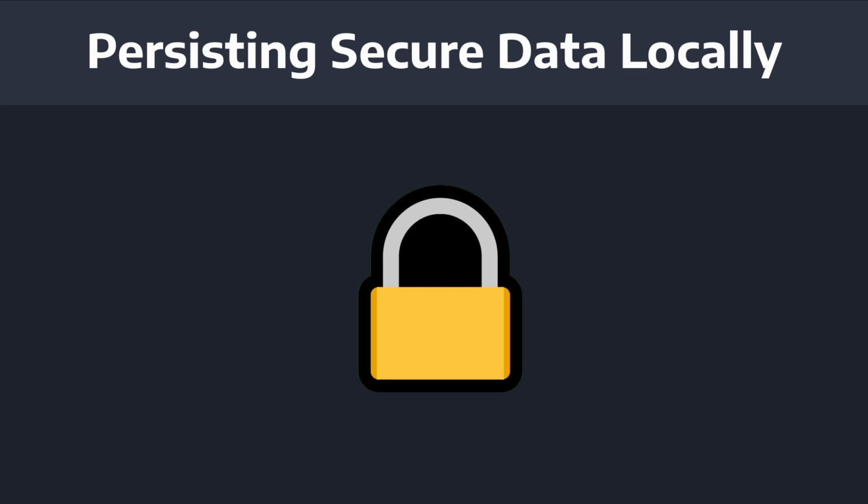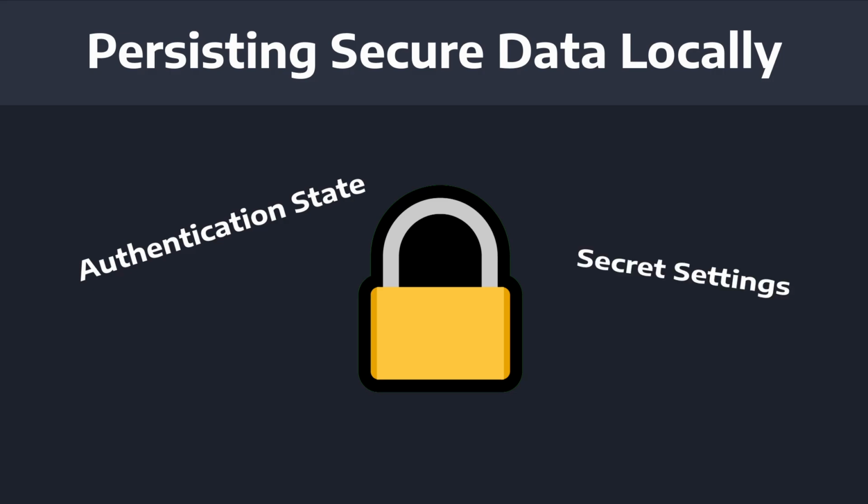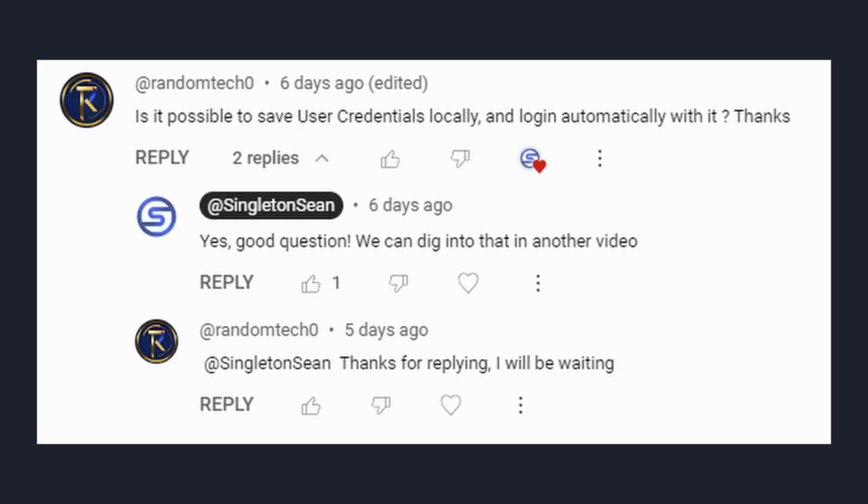Many applications have certain pieces of data that should be persisted locally in a secure way, such as authentication state or other secret settings. But in a .NET MAUI application, where do we store this data?